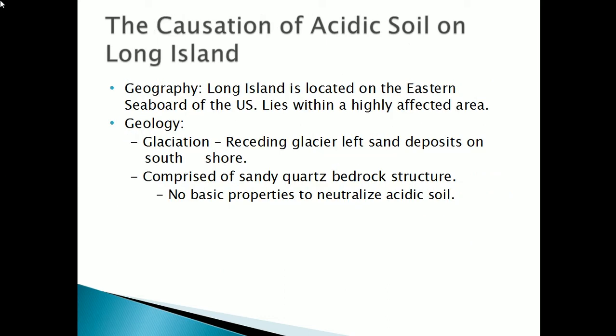Although acid rain is a primary component in the formation of acidic soil, the geologic composition of the affected area is a key determinant in the environment's ability to adapt to acidity. Long Island, specifically southern Long Island, is comprised of a sandy quartz bedrock structure as a result of a receding glacier that left sand deposits. Sandy quartz has no basic properties to neutralize the acid, therefore letting the soil acidity cause catastrophic stress to these environments.